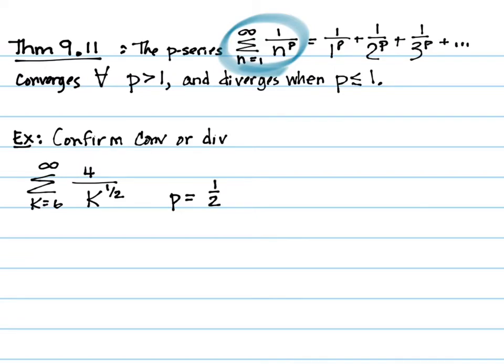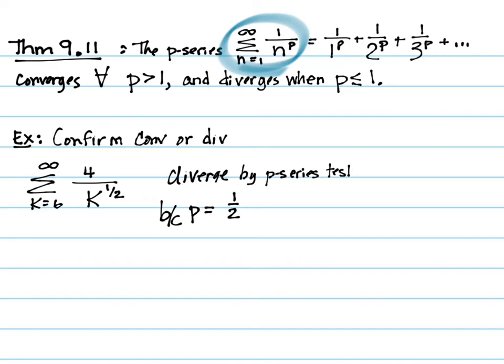So will this converge or diverge? Diverge. This will diverge, and the reason is because p is equal to 1/2. So it diverges by the p-series test. Clearly we know 1/2 is less than 1, and the fact that 1/2 is less than 1 means that it's going to diverge.